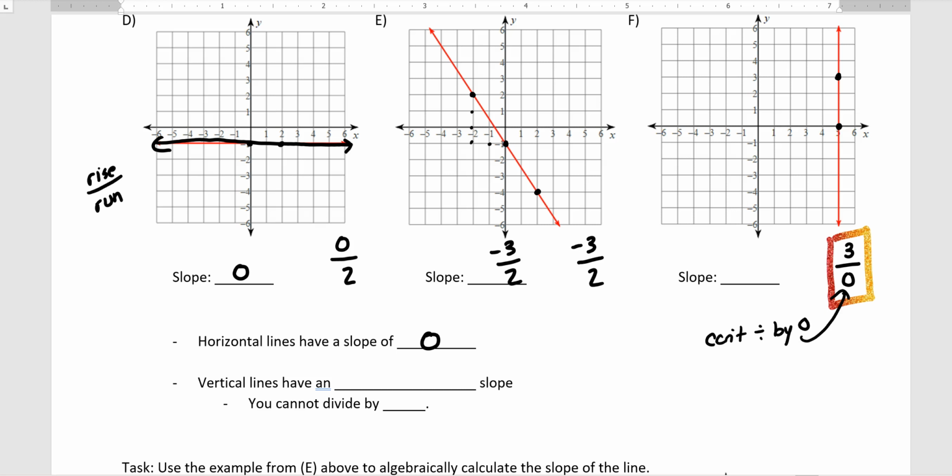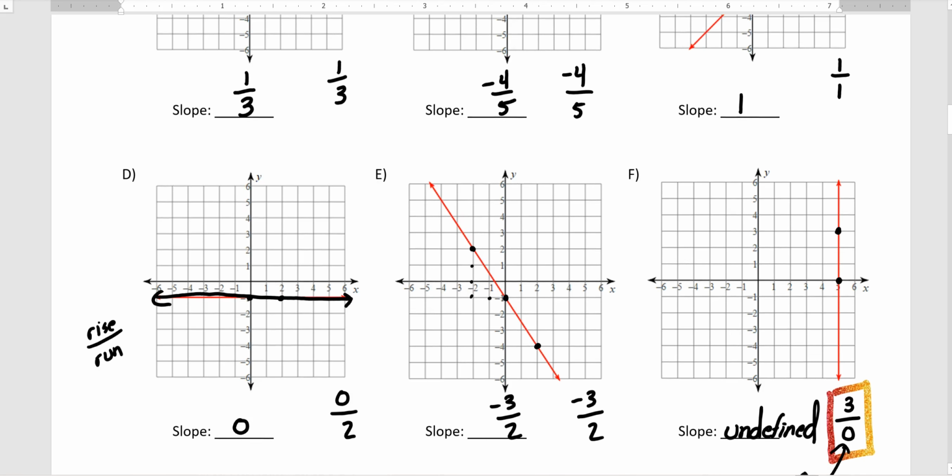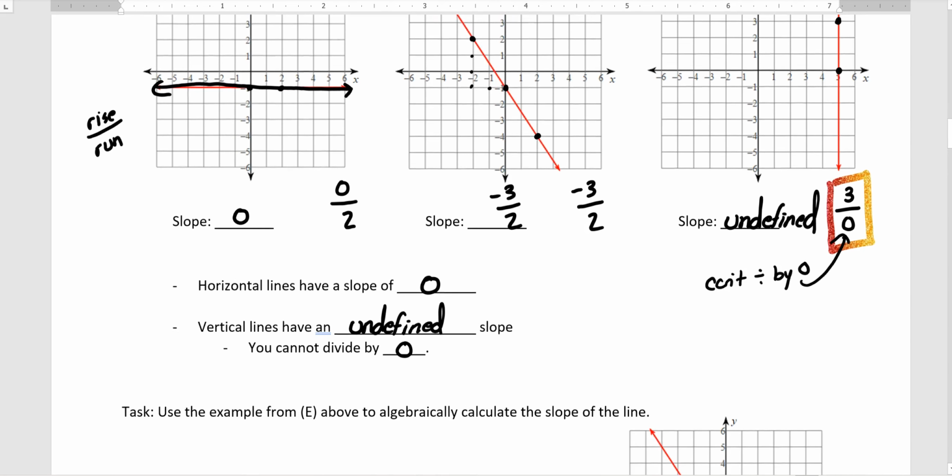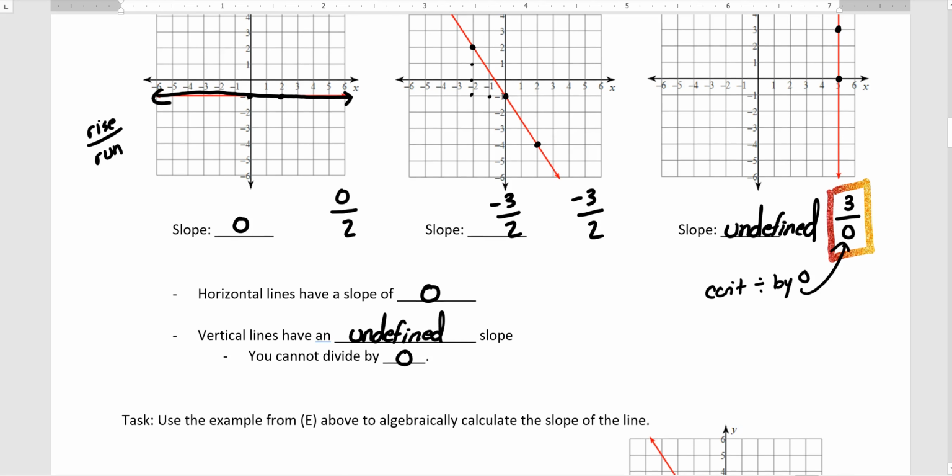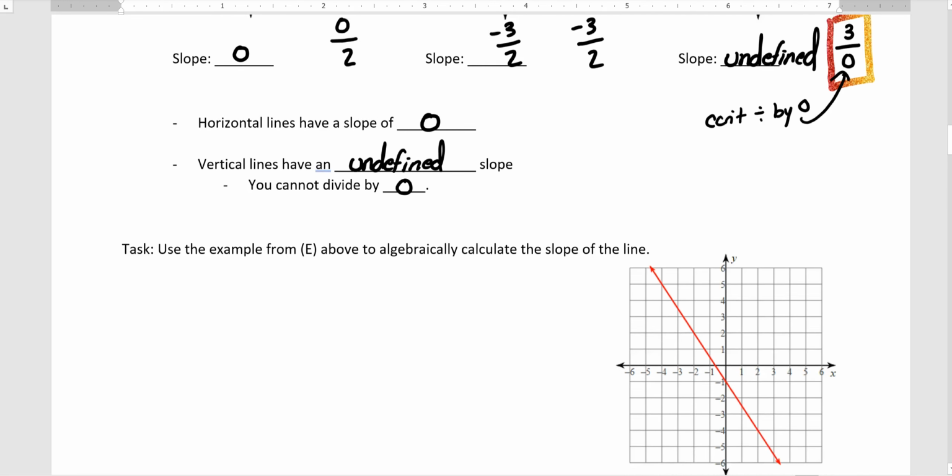All right? So what does that mean for our slope if we can't calculate it? Well, it means that our slope is undefined, and that's the word we'll use whenever this occurs. Vertical lines have an undefined slope, and that's simply because you can't divide by 0. Raise your hand if you have any questions calculating slope based off a graph. Again, all we're doing is picking points that we can see that we're confident in, and then putting the change in y over the change in x, rise over run.